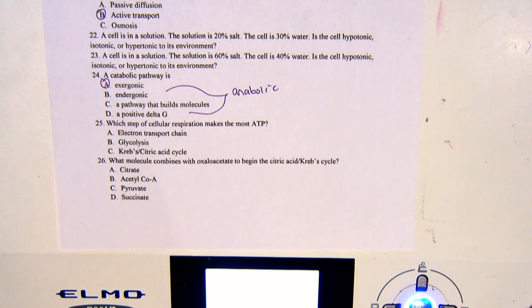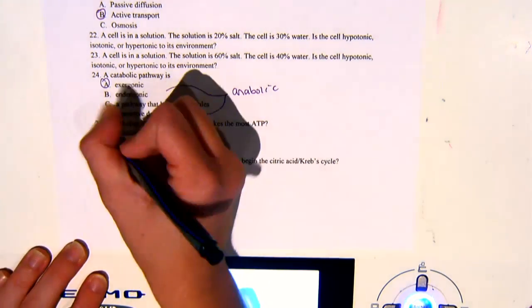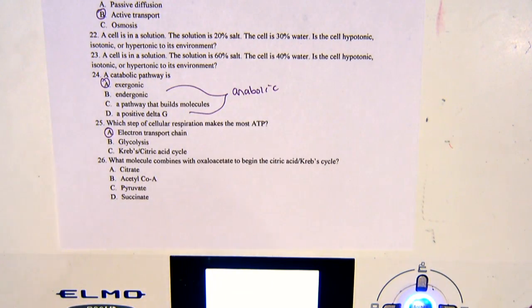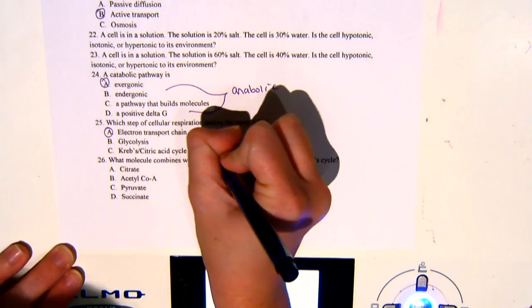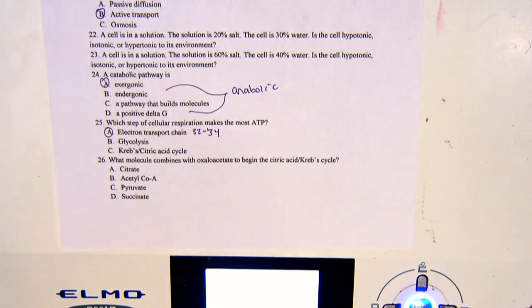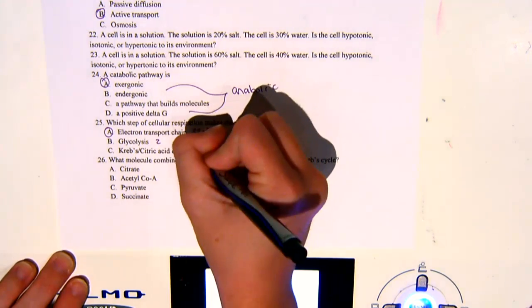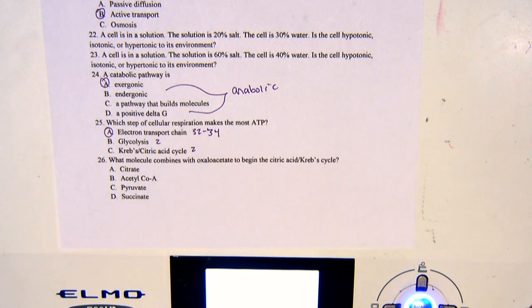25. Which step of cellular respiration makes the most ATP? The electron transport chain. Roughly, how much ATP does the ETC make? 32, 34, something like that. And how much do glycolysis and the Krebs cycle both make? 2. So obviously, the electron transport chain definitely makes the most. It makes way more than the other two.